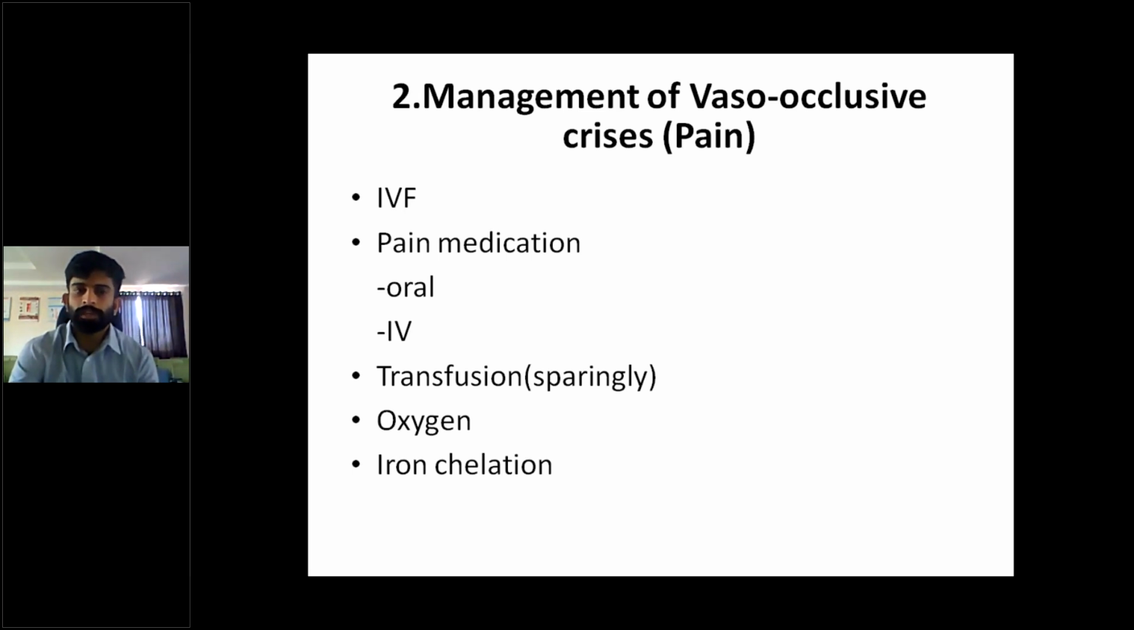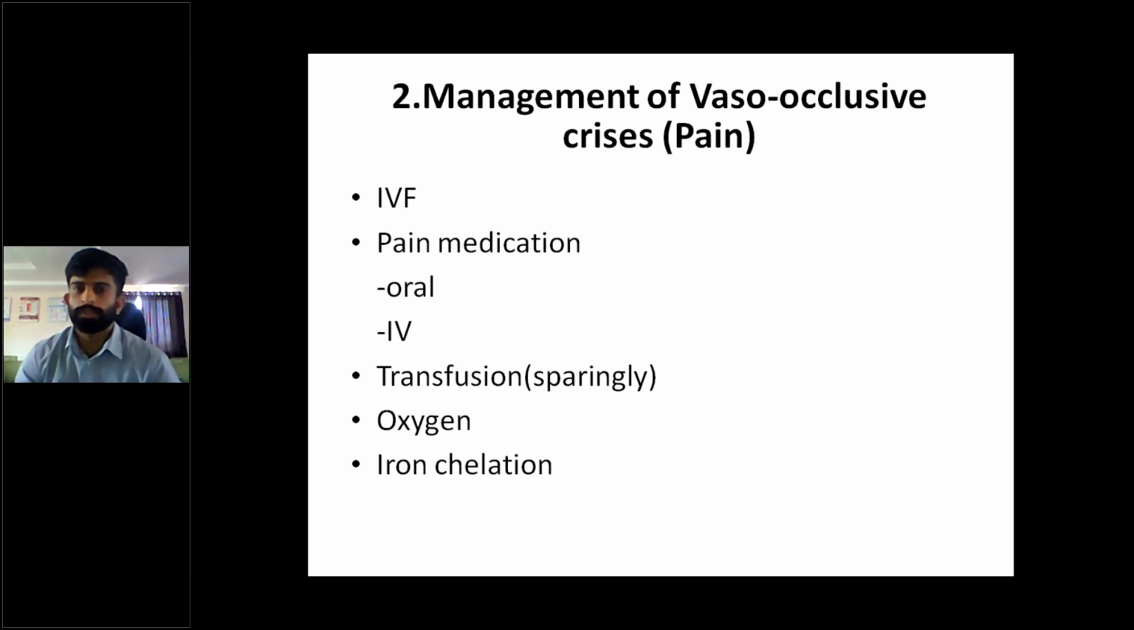The next one is pain medication, oral or IV. Usually we go for analgesics which are central acting here. So we go for tramadol or any sort of pethidine or fentanyl, something that can relieve pain centrally. So either orally or IV. But once there is an intravenous line established, you can go for IV medications to relieve pain in these patients.